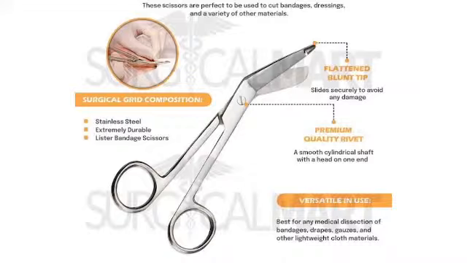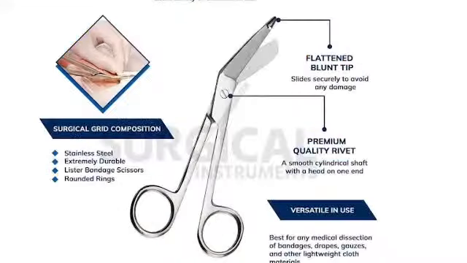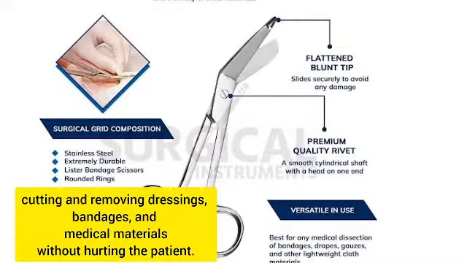Actually, we have been using scissors for a long time in the hospital, but we must know the names of the scissors. Okay, you tell me what the name of the scissor is now. Lister scissor. It is otherwise called bandage scissor. What is the purpose? It is for cutting and removing dressings, bandages and medical materials without hurting the patient. This is how the scissor looks.